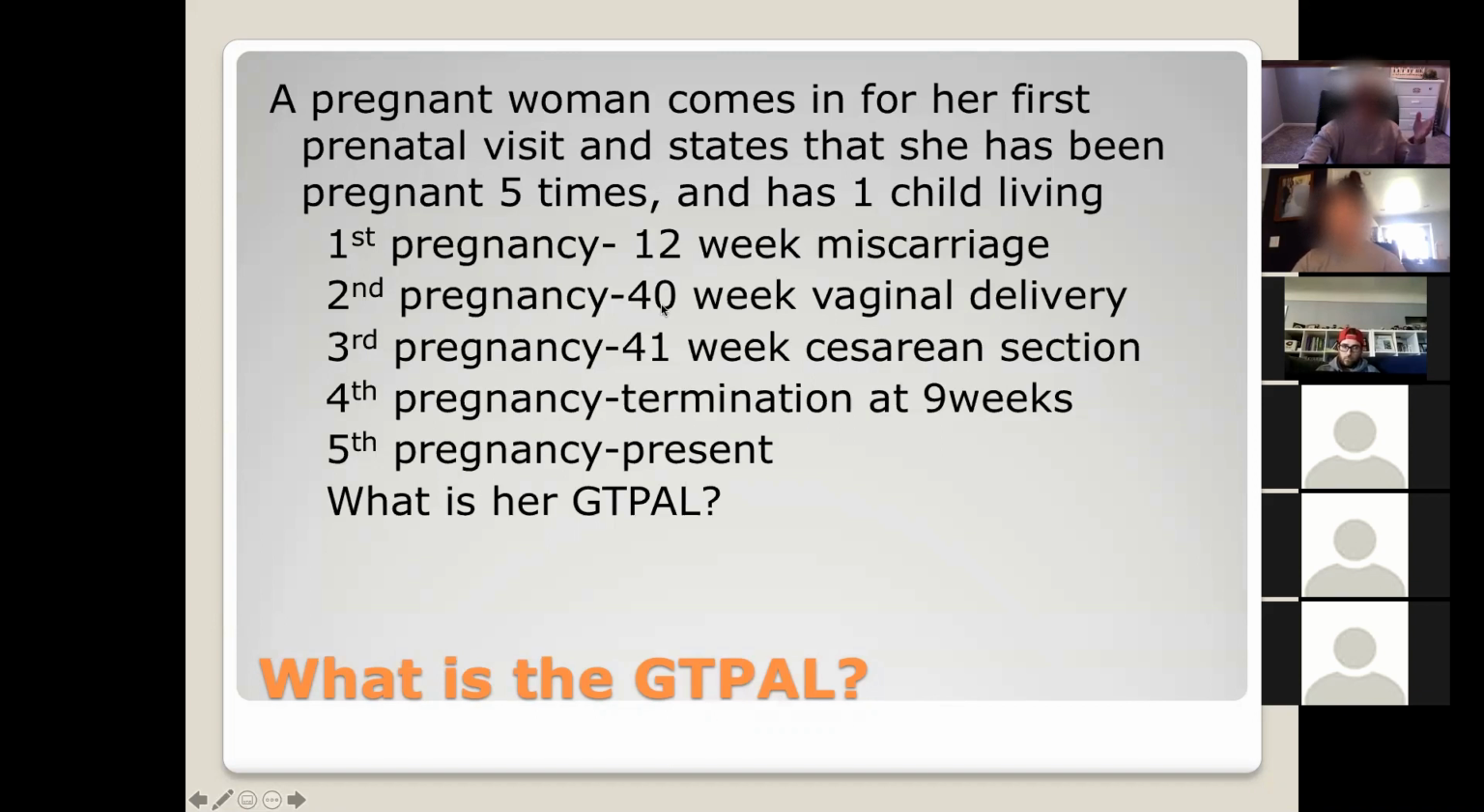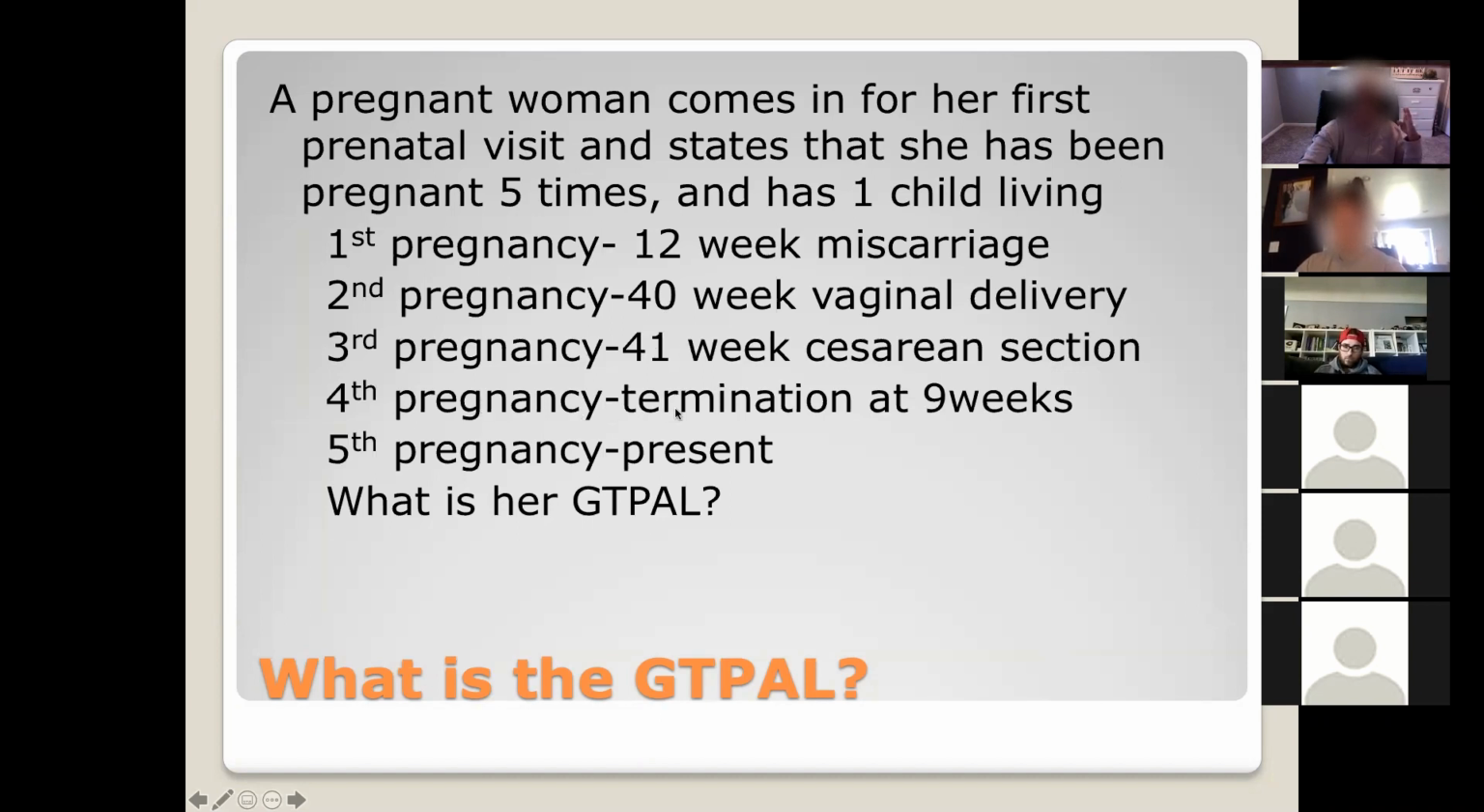Second pregnancy was a 40-week vaginal delivery. Doesn't matter how she delivered. She just delivered after 37 weeks, right? Or 37 weeks or further along. So this would be under the T for term, okay? Third pregnancy was a 41-week C-section. Again, doesn't matter how she delivered. It was 41 weeks, so 37 weeks or further along. So that's another T. So now we have two T's, the 40 and the 41, both T's for term.